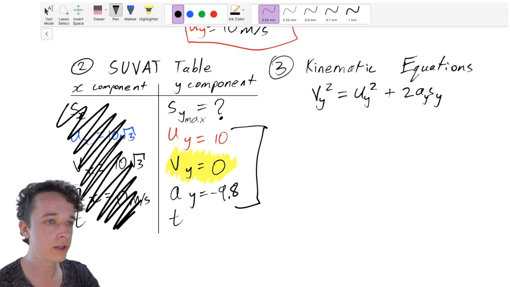So first up, vy is 0 from our table. So 0 squared equals uy squared. What is our uy? It is 10.